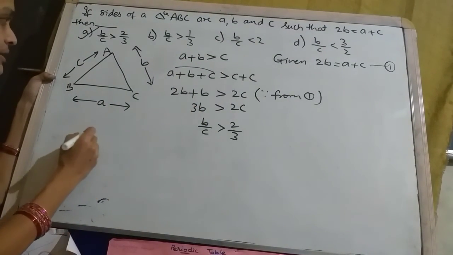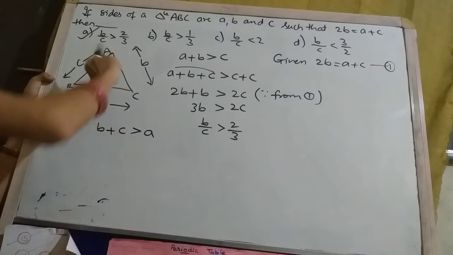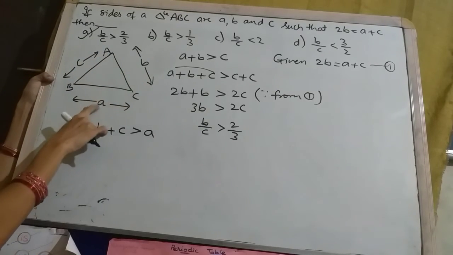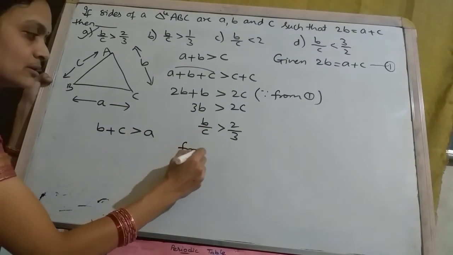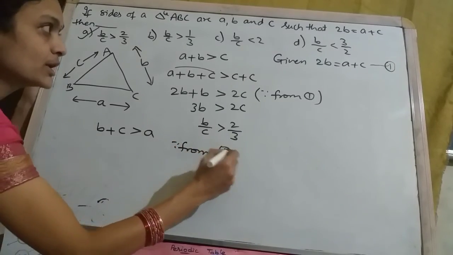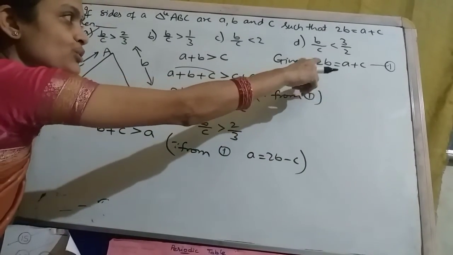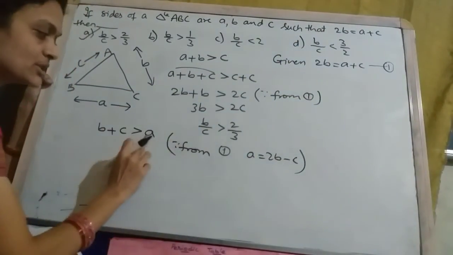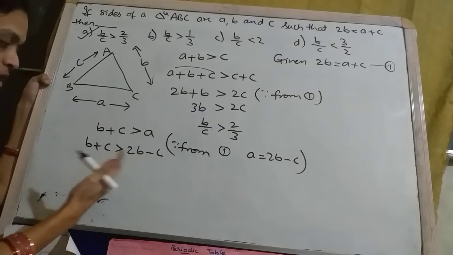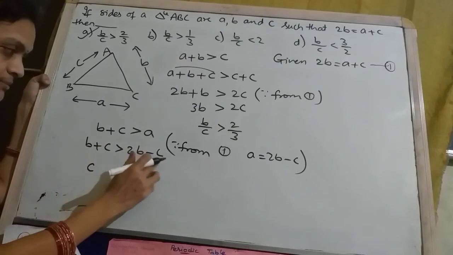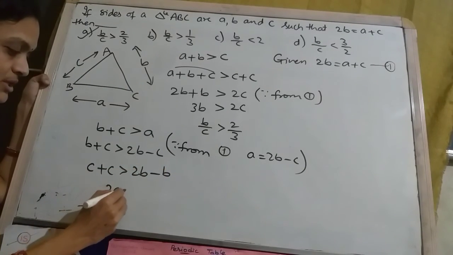What does that mean? b plus c is greater than a. This is also the sum of two sides, b plus c. The sum of these two sides is always greater than the third side. Here instead of a, from relation 1, a equal to 2b minus c. Is it correct? So instead of a you write b plus c is greater than 2b minus c. After that, the c parts you take to one side: c is already there, plus c is greater than 2b minus b. Then what you get? 2c is greater than b.